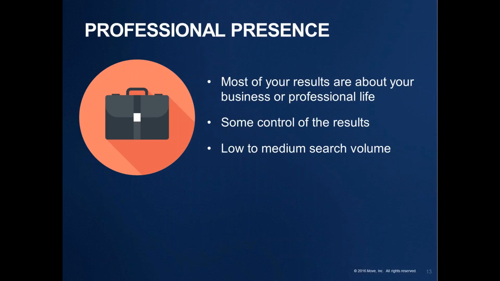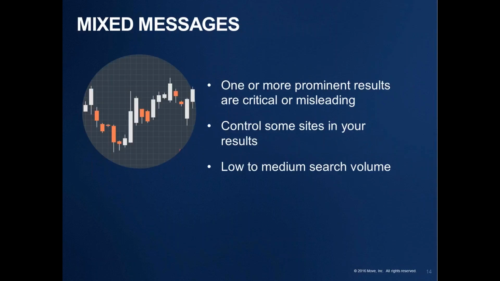So it does make it easier for people to see your accomplishments. You control some of the results, meaning these are results like your website, where you get to choose the content, or a profile that you're creating on Realtor.com, right? You can control the content, and there's a low to medium search volume. The next one is mixed messages.